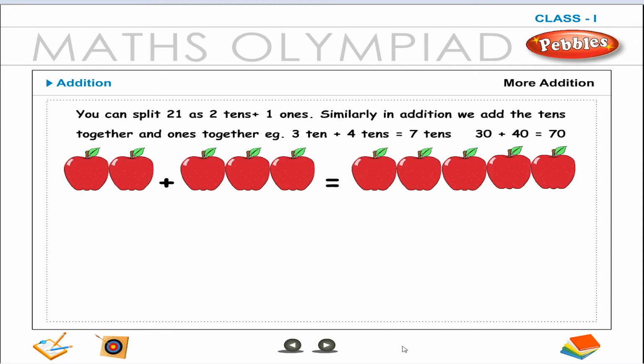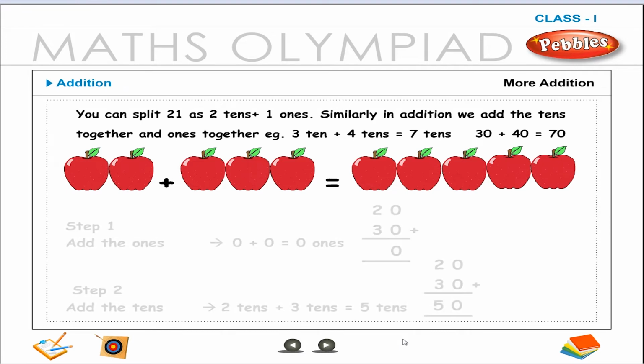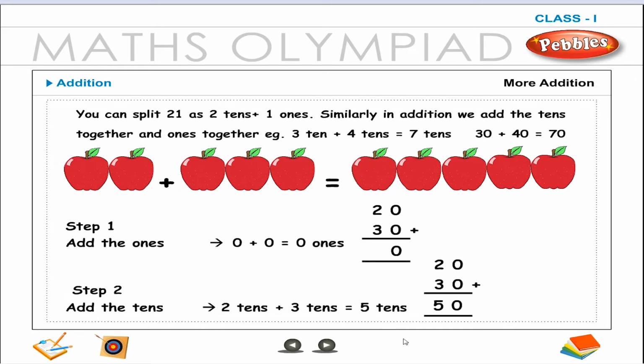We can split 21 as 2 tens plus 1 ones. Similarly, in addition, we add the tens together and the ones together. For example, 3 tens plus 4 tens gives us 7 tens. That is, 30 plus 40 is equal to 70. Step 1. Add the ones. Step 2. Add the tens.